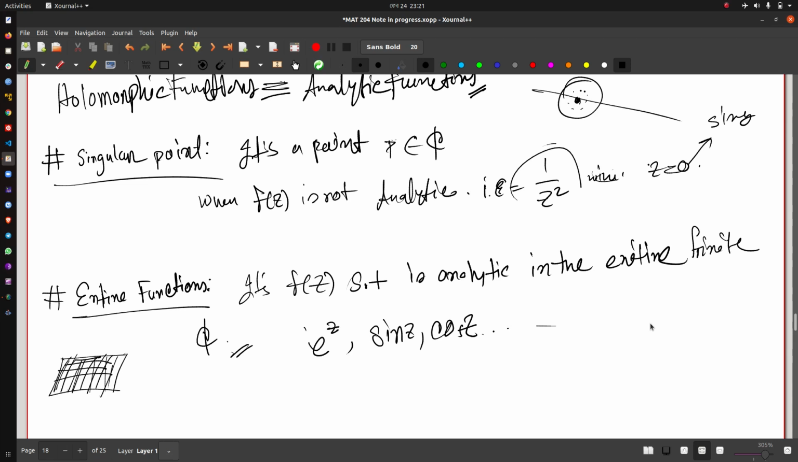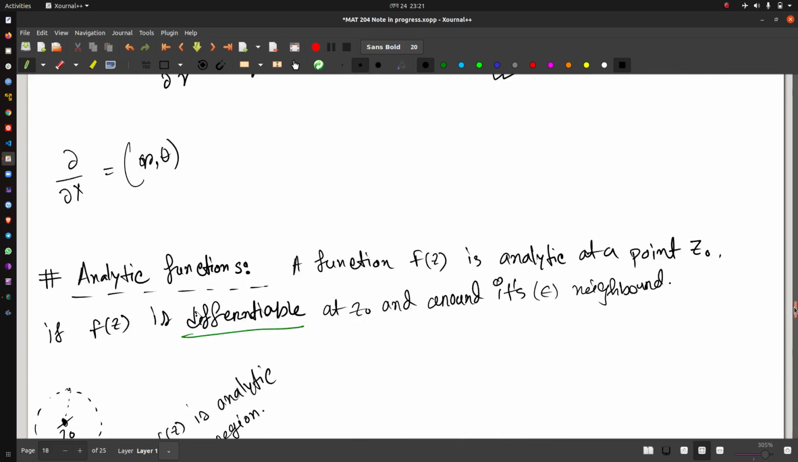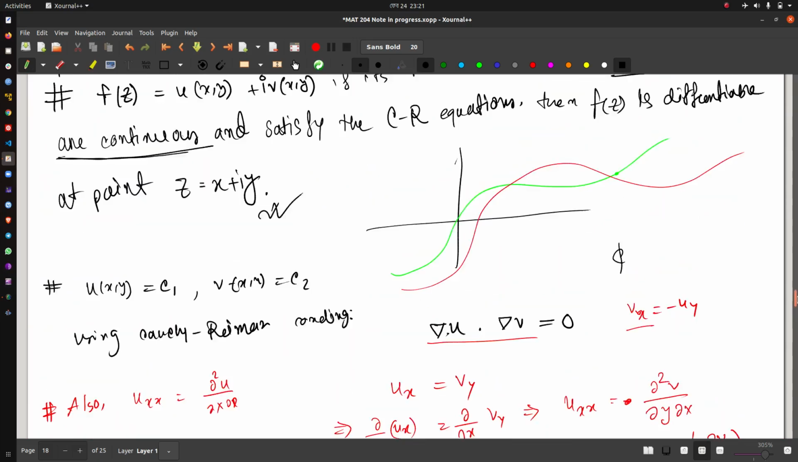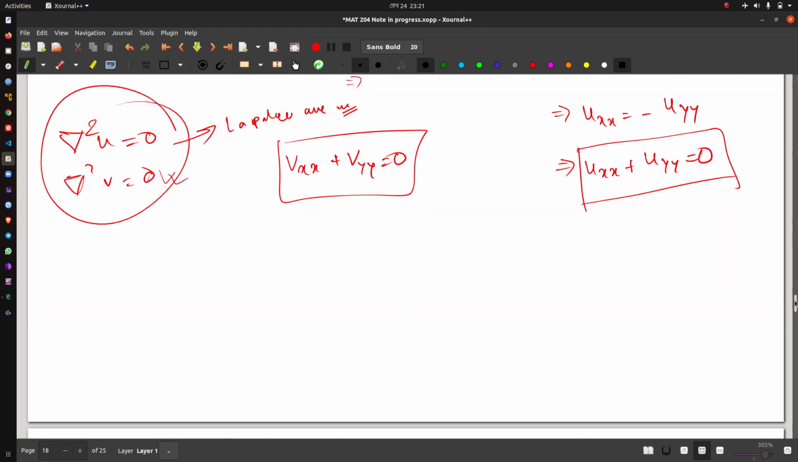So this is a very basic discussion on what analytic functions are, and in future we will talk more about it. Before we finish off, let us return to this Laplace's equation that we discussed over here. Where was that? Okay, there it is.